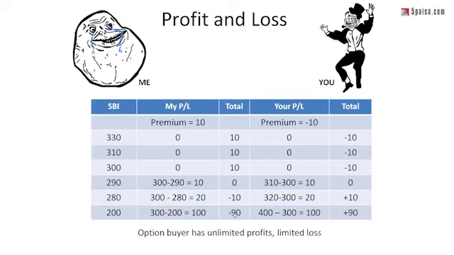Now, again, the option buyer here of the put option has unlimited profits and limited loss. The option seller has limited profit, which is just the premium. So it's exactly like that, right? LIC makes only the premium from you. The option seller also makes only the premium from the buyer.